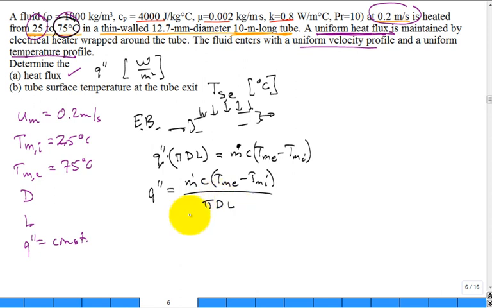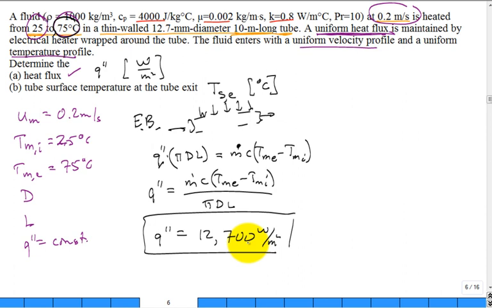And you know what? All those terms you can calculate. Part A is solved for. What does the answer come in at, if you want to run the numbers? 12,700 watts per meter squared. Part B, the tube surface temperature at the tube exit. How am I going to calculate that? Let me pause, walk around, and let you think.